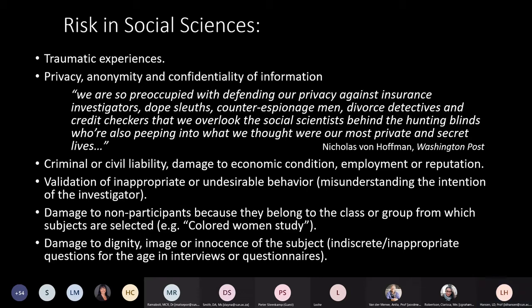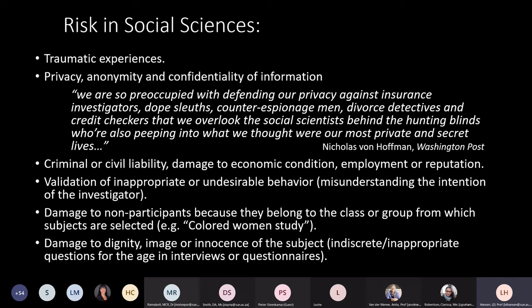Then the revelation of shared information can put the subject at risk of criminal or civil liability. We already talked about that, but also can damage the economic position, employment, or reputation. The validation of inappropriate or undesirable behaviors. It might be that somebody participates in a study on an undesirable behavior, but misunderstands the study and thinks that this is actually something good because it's being investigated. So there's a misunderstanding of the intention of the investigator.